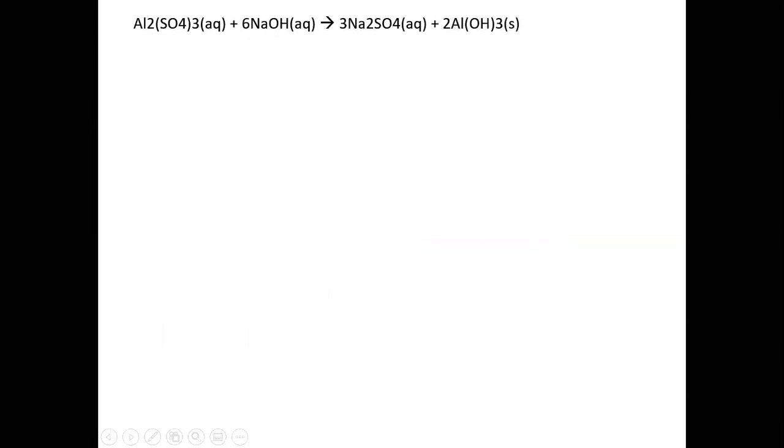So here we have a molecular equation involving aluminum sulfate and sodium hydroxide, which gives us sodium sulfate and aluminum hydroxide. And again, this is the molecular equation. The first thing we want to do is, since it's already balanced, everything that is aqueous, we're going to break apart. So here we break it apart, we get 2.